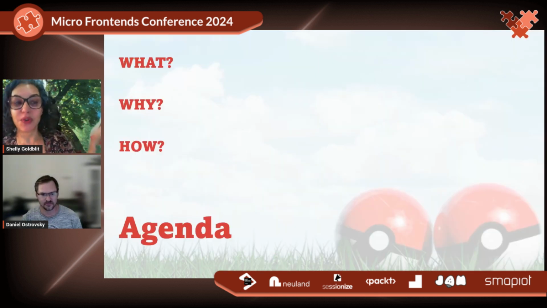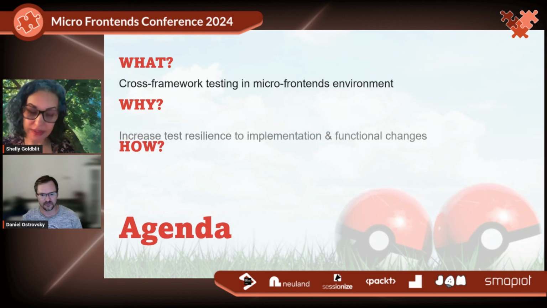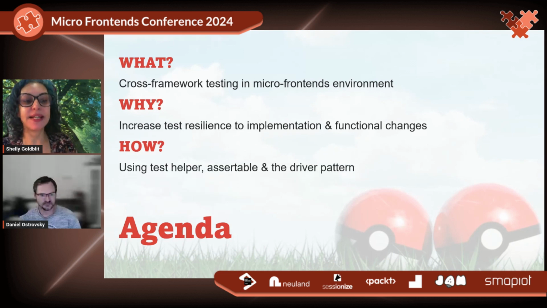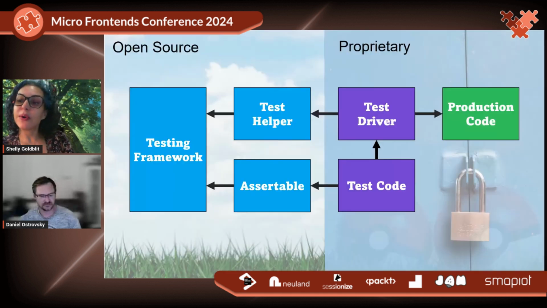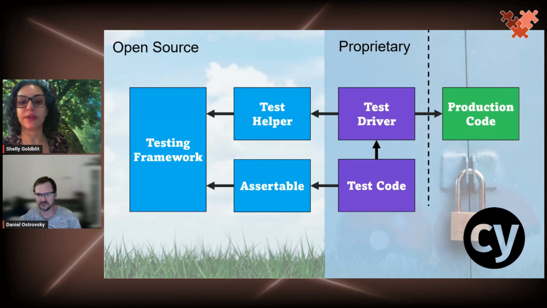So what are we going to talk about today? Cross-framework testing in a micro frontends environment. Why? To increase test resilience to implementation and functional changes. And how? Using the test helper, assertable, and driver patterns. We are going to use Cypress in today's demonstration, but the principles we will demonstrate can be used with any testing framework. Basically, we want to achieve decoupling between our test code, production code, and the testing framework.